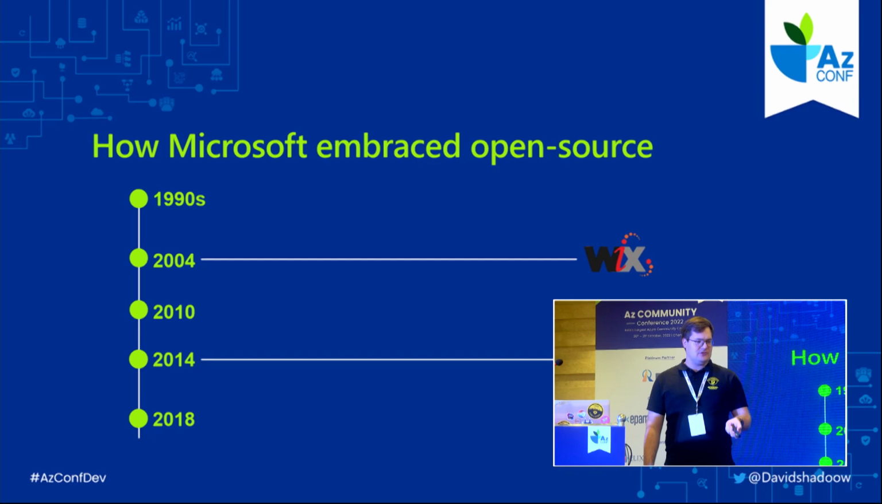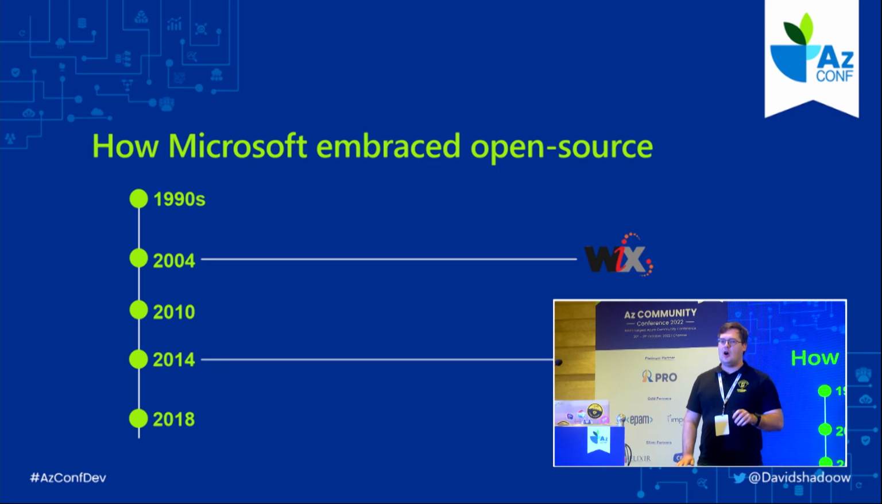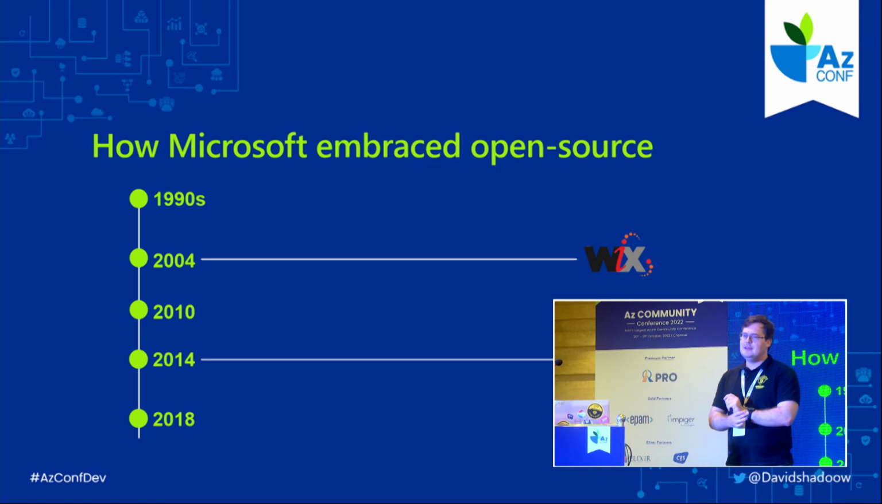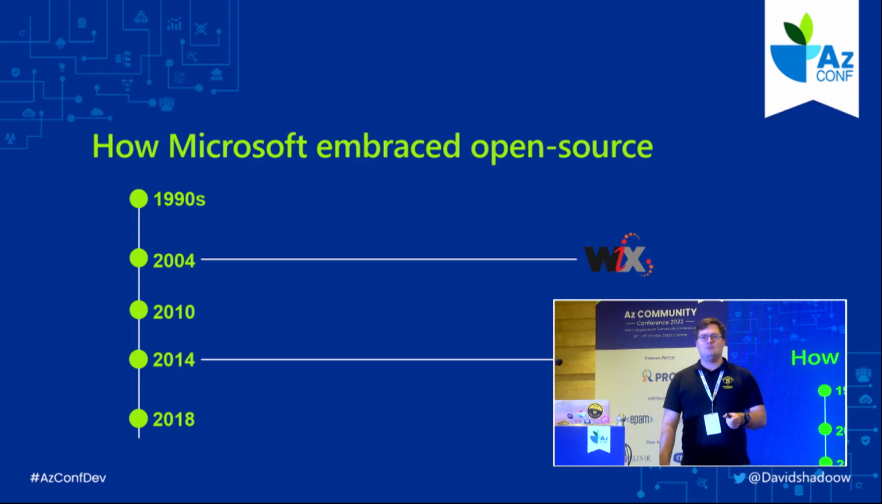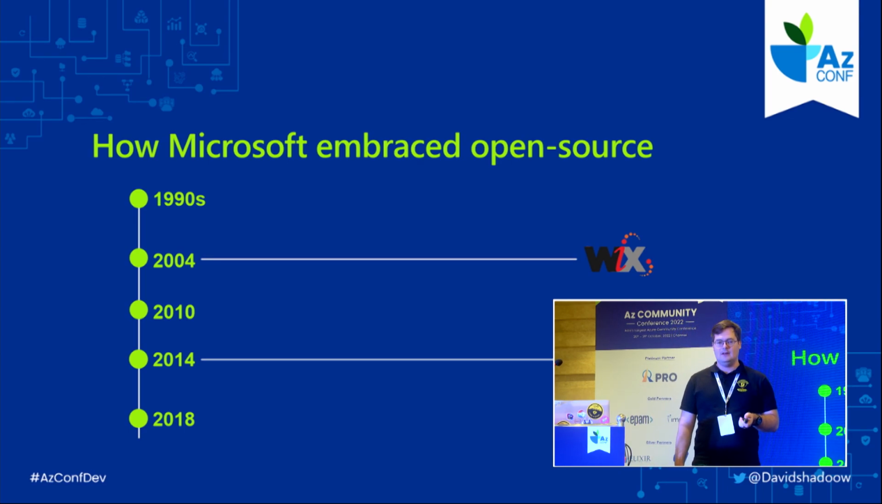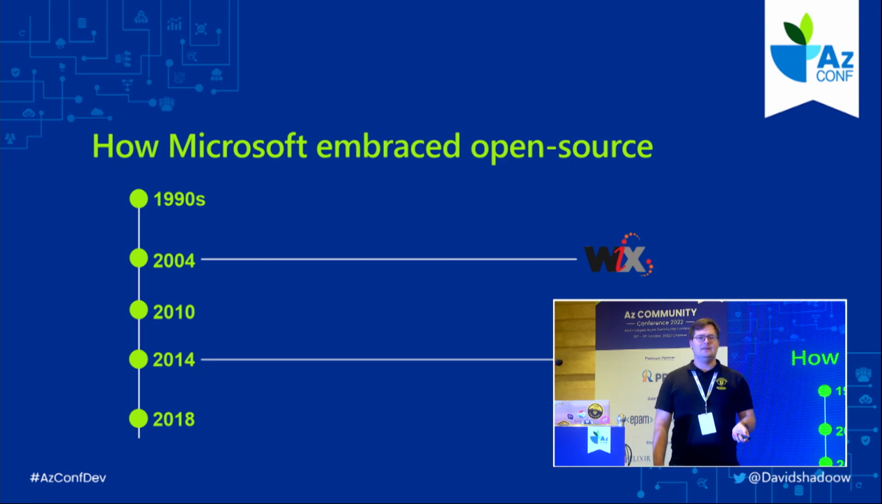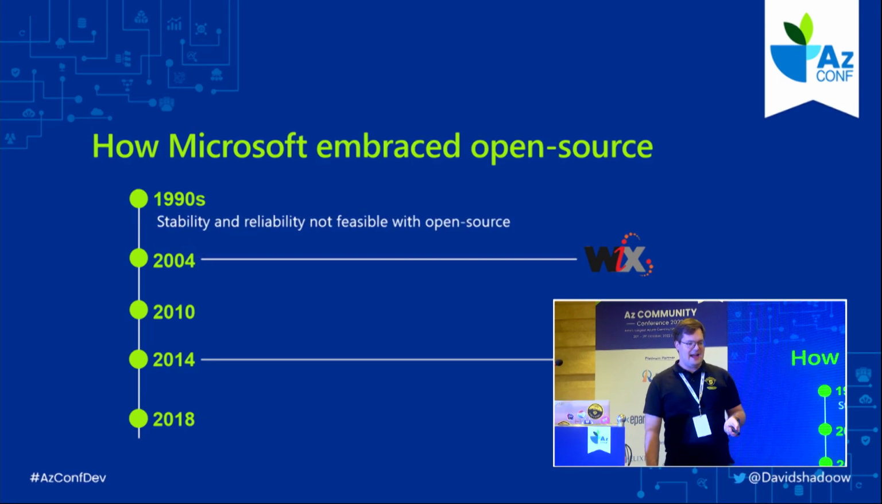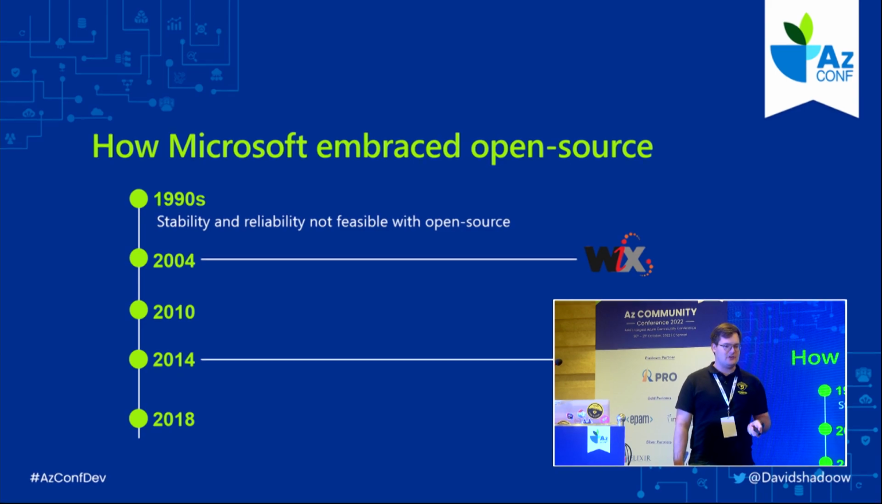Because this was in the roots of Microsoft's company at the time, they didn't want to support open source. They didn't see a need to, they actually thought that it would help bring the company down. So you see that that only gradually slowed over the years. In 1990-something, the actual CEO of Microsoft at the time said that stability and reliability is not feasible with open source. This was 1995, 96.